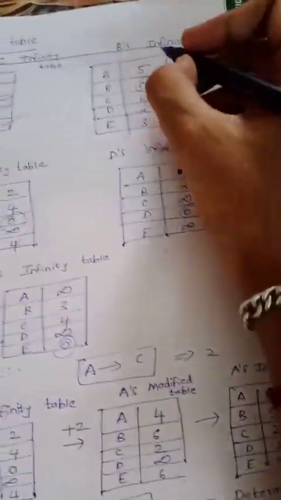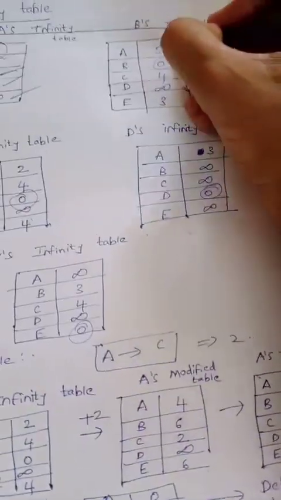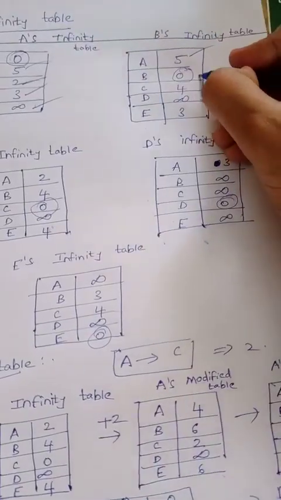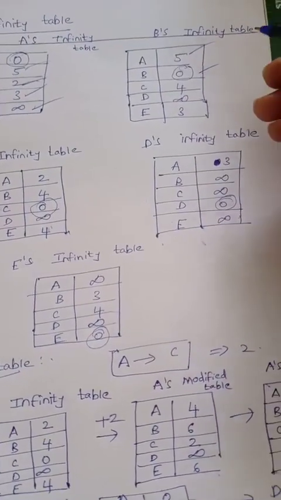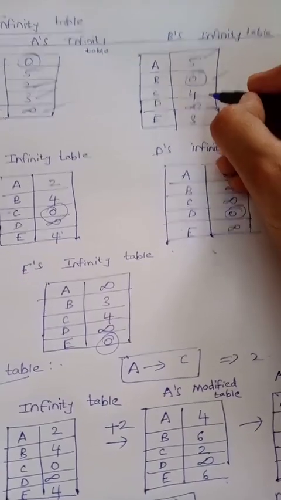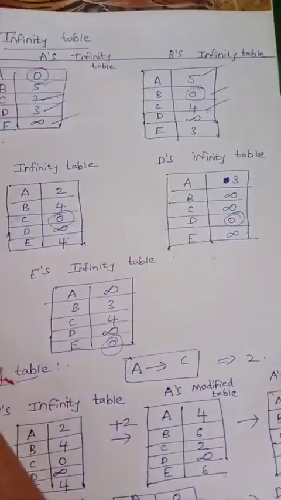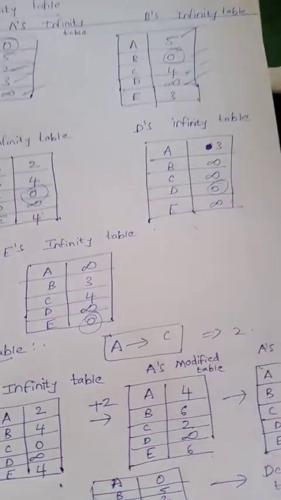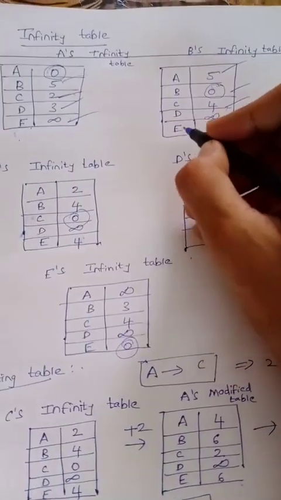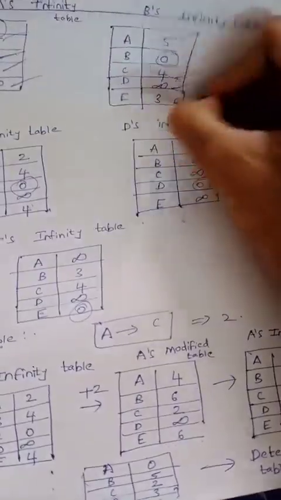Now in B's table, B to A is 5. B to B is 0, I already mentioned. And B to C will be 4. And B to D, there is no straight path, so I am mentioning that as infinity. And B to E is 3.